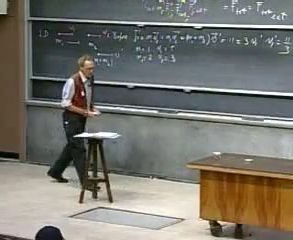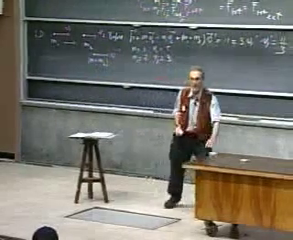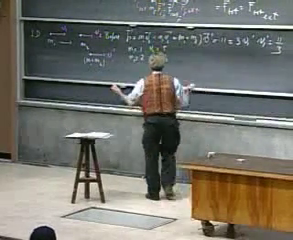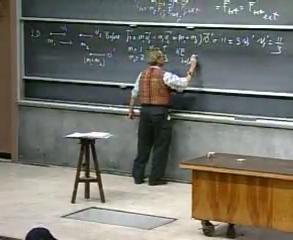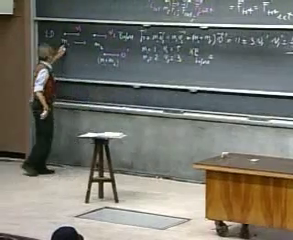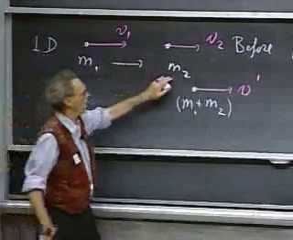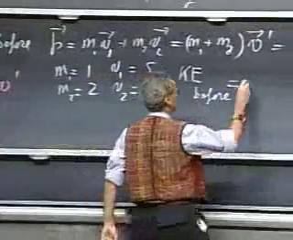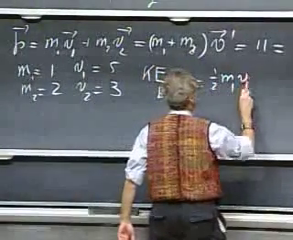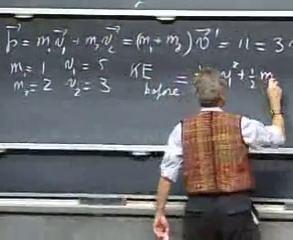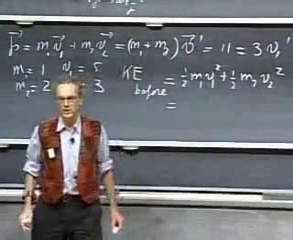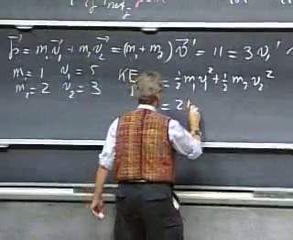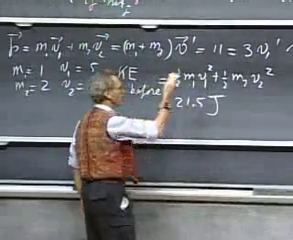Now, there was a certain amount of kinetic energy before the collision, and of course we can all calculate that. The kinetic energy before the collision is 1/2 m1 v1 squared plus 1/2 m2 v2 squared. How much is it? You can do that as well as I can. If you add that up, you'll find 21.5 joules. Trivial to stick in the numbers.